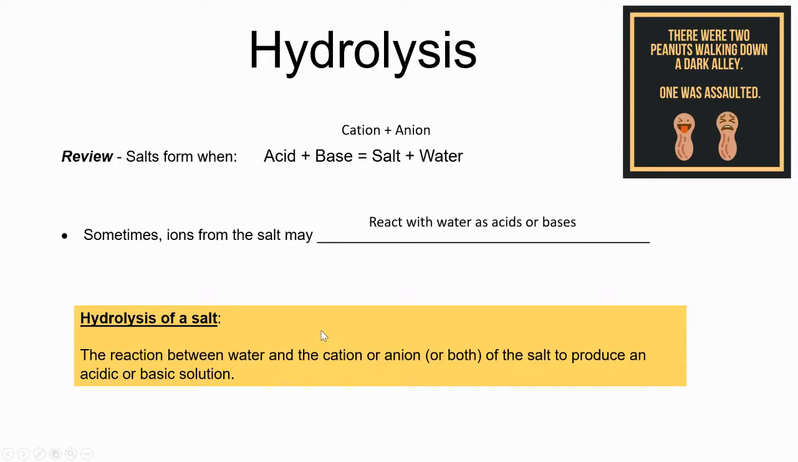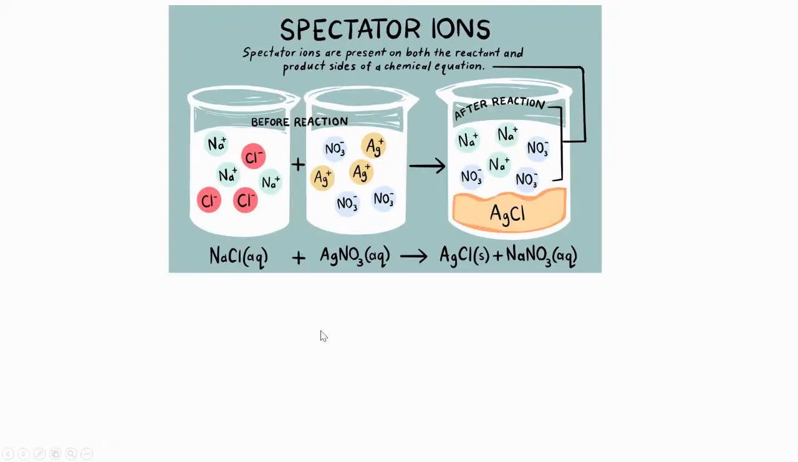And then we might have to do a little bit of calculations of the salt to produce an acidic or basic solution. All right, first of all, let's talk about spectator ions, because then it eliminates stuff. With spectator ions, we don't have to worry about them at all. They're just going to be neutral. They're not going to react with water. They're not going to produce an acidic solution or a basic solution. They're just going to float around in solution and not do anything.